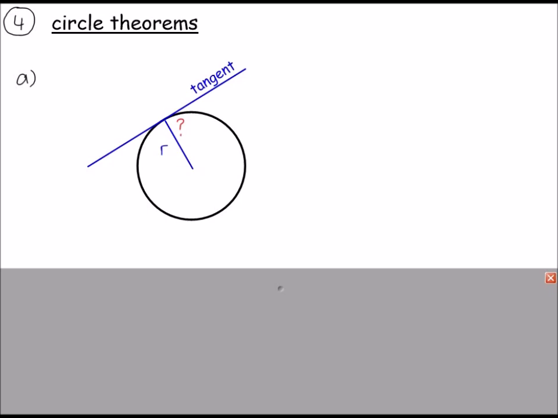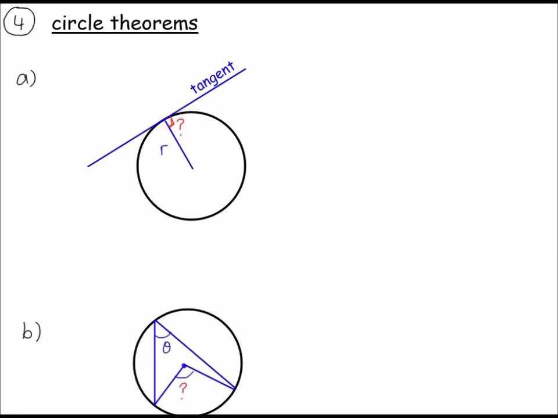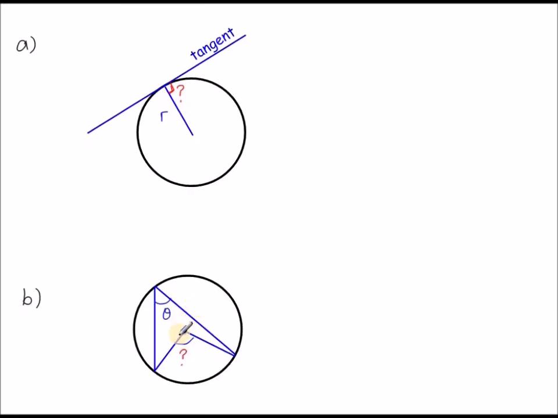Some basic circle theorems. We have a tangent, and this is the radius. The radius and tangent are always at 90 degrees to each other, so that's the angle there, that's the missing angle. In the example here, this is the center of the circle, so that's the radius, and that's a radius, and this is any point on the circumference.